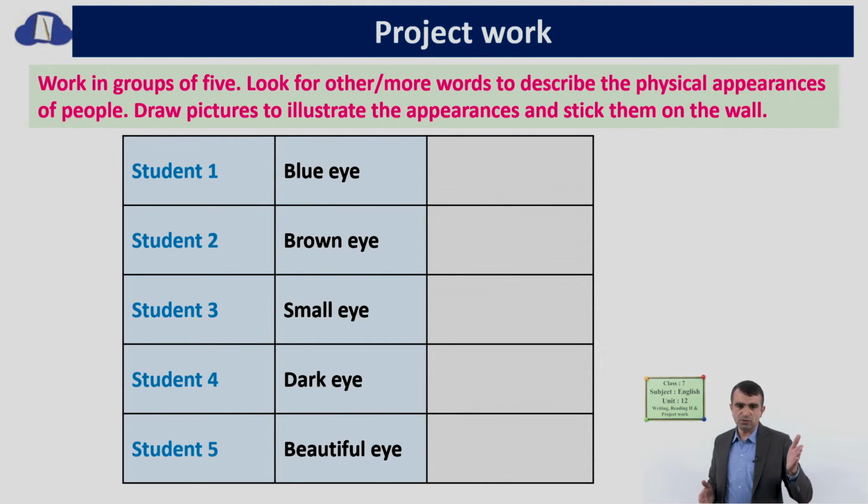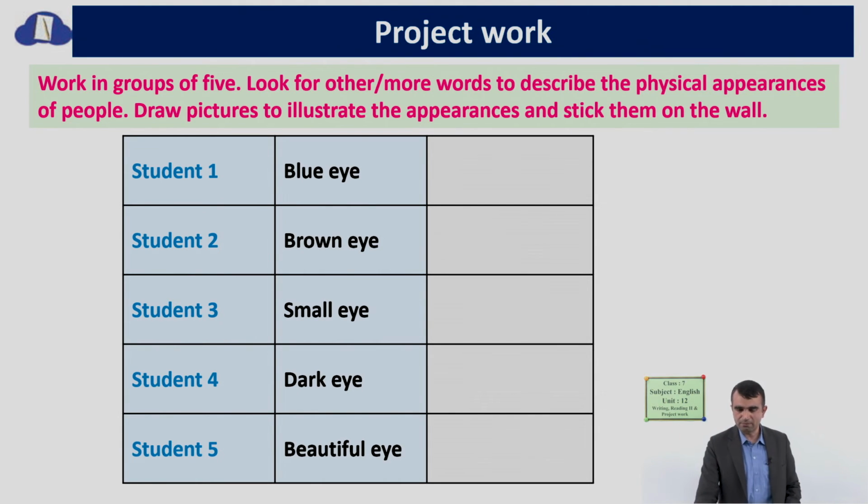Then student 1, 2, 3, 4, 5, they draw pictures of different types, different shapes and colors of eyes, and then prepare this chart. Big drawing in chart paper you can draw. In place of student 1, 2, 3, you can write your names, who drew it, or your group members, and then types of eyes or ears or face or build you can write here and draw here and color it. After drawing, color them and then paste it on the wall of your classroom.